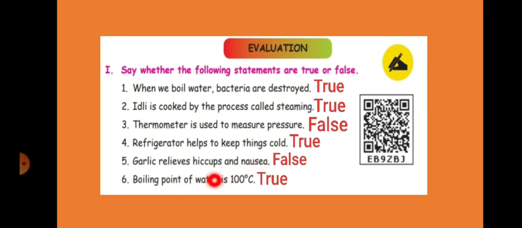Next, boiling point of water is 100 degrees centigrade. Is it so? Just now we have read that, right? So it is true. Okay children, so understood?